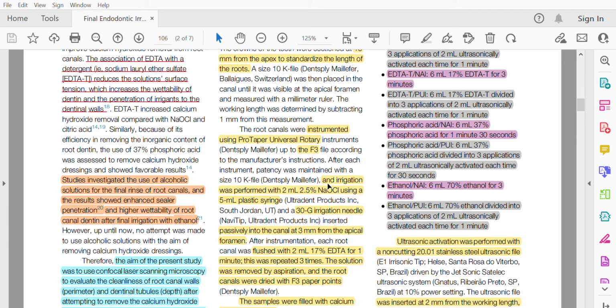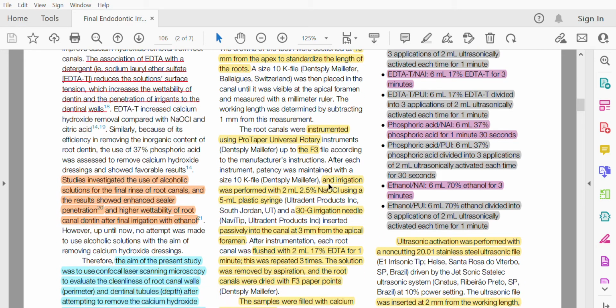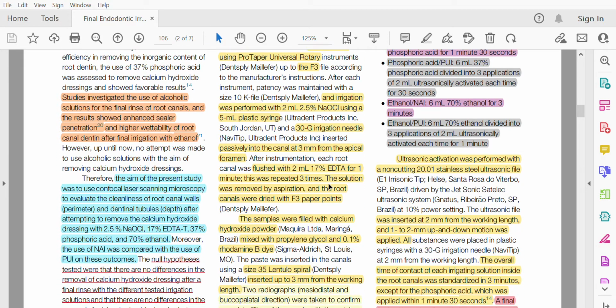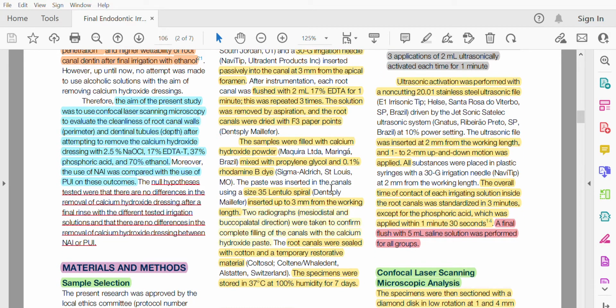For the preparation of the samples, the crown of the teeth was sectioned at 15 millimeters from the apex to standardize the length, and instrumentation was done with the ProTaper Universal rotary instrument, with irrigation using 2.5% sodium hypochlorite with a 30 gauge irrigation needle, followed by 17% EDTA.